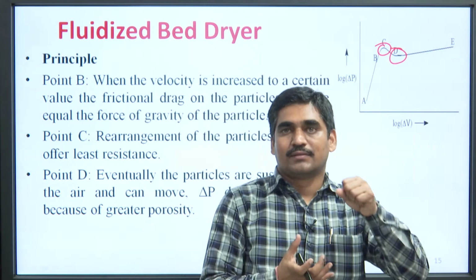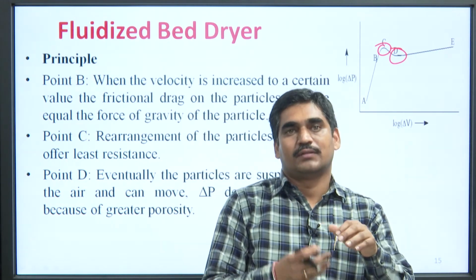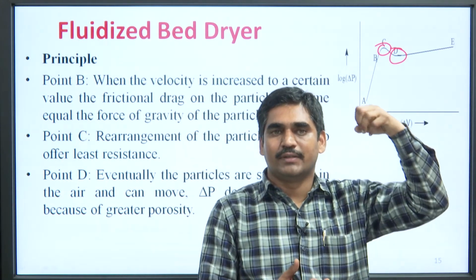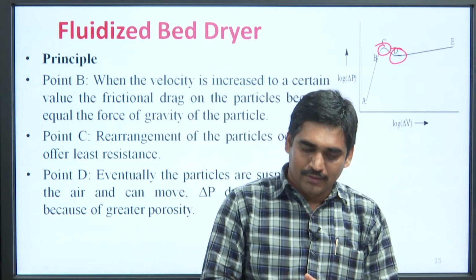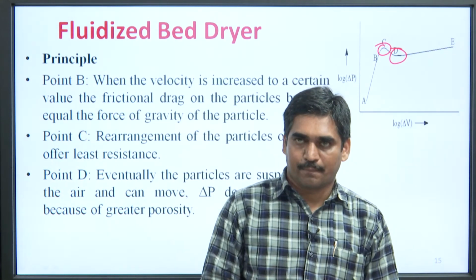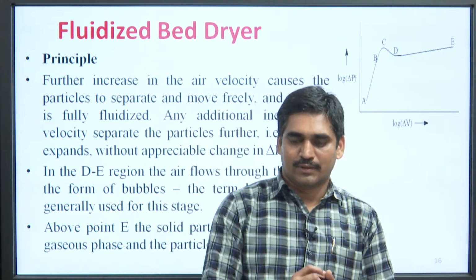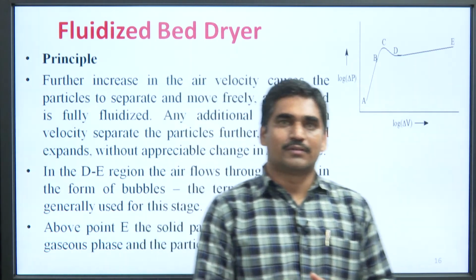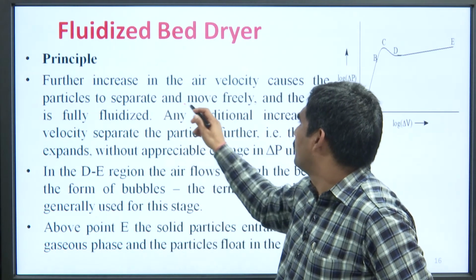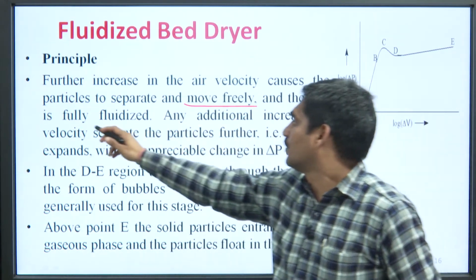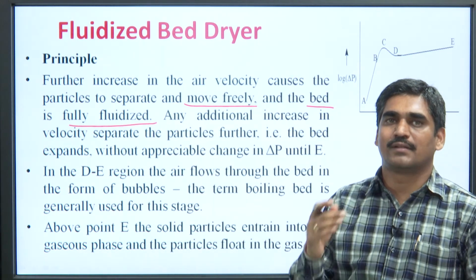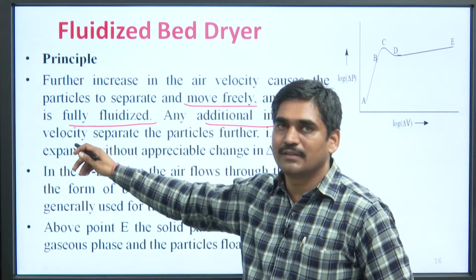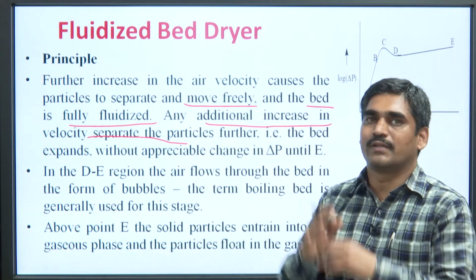So, the particles are suspended in the air and can move freely. As you see in the graph, delta p decreases slightly due to greater porosity. After that, with further increase in velocity, the particles separate and move freely, and the bed is fully fluidized. In this condition, the bed is fluidized.